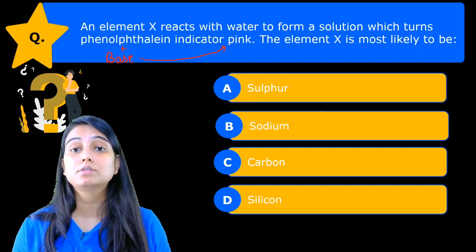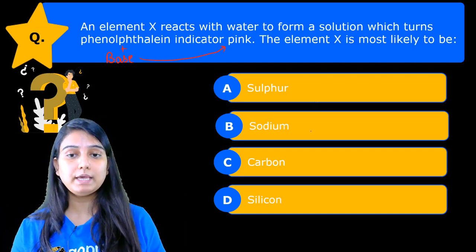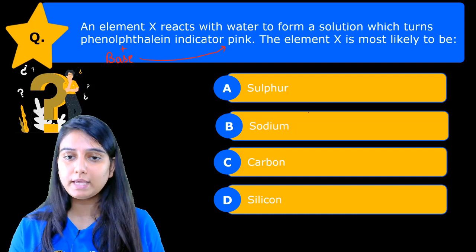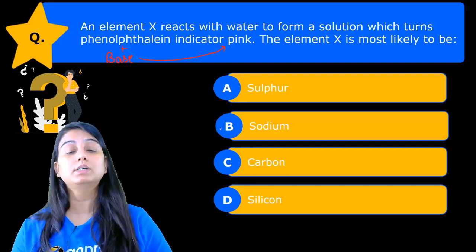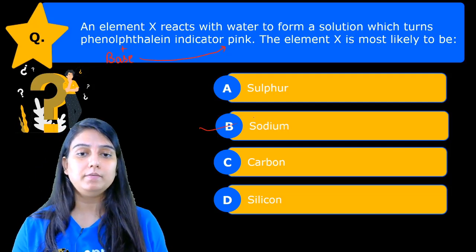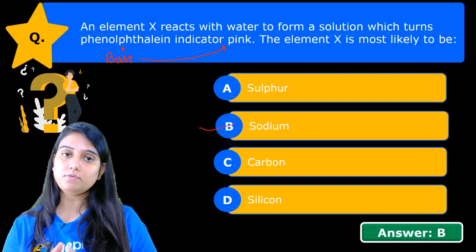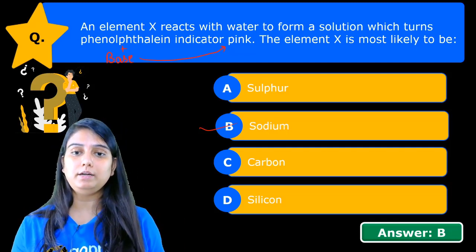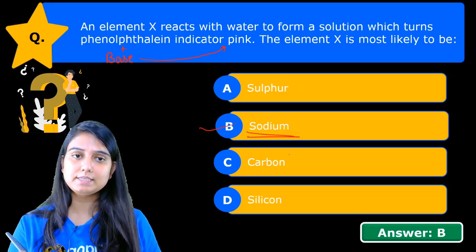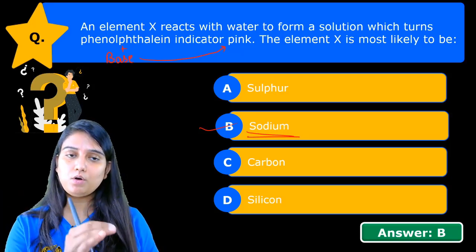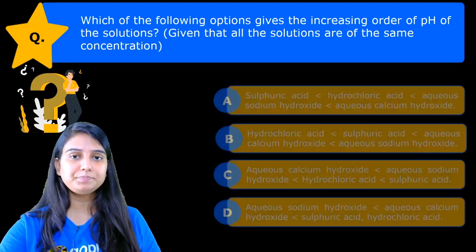Right? We know sulfur is not a base. Sodium hydroxide, when it reacts with phenolphthalein, turns its color to pink. So the correct answer is option B. When sodium hydroxide reacts with phenolphthalein, what is the element? The element is sodium, dear students, right? So sodium is changing the color of phenolphthalein into pink color. Now move to the next question.